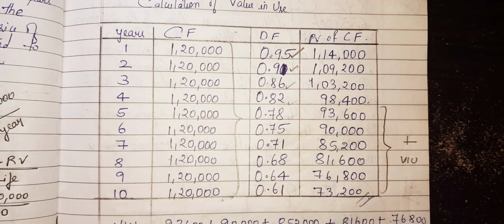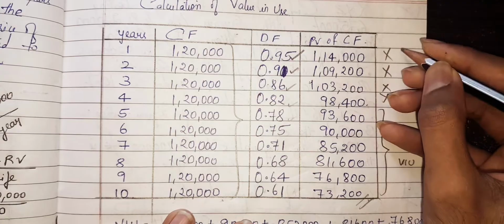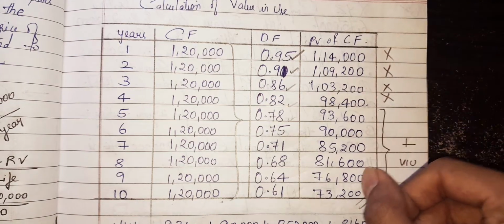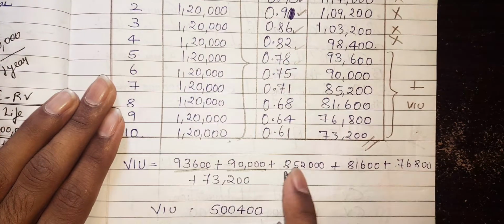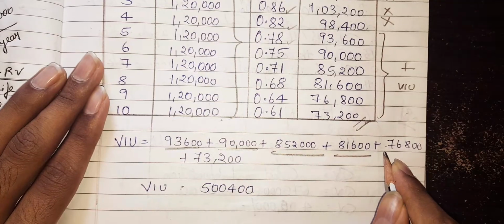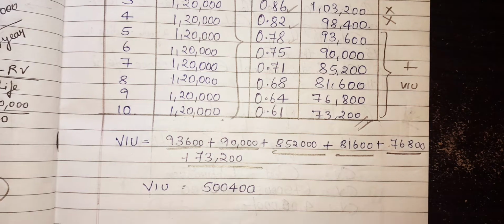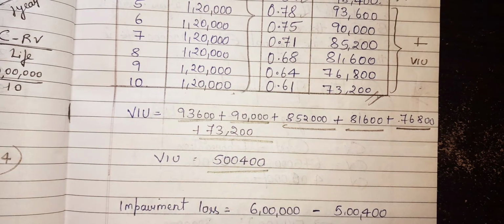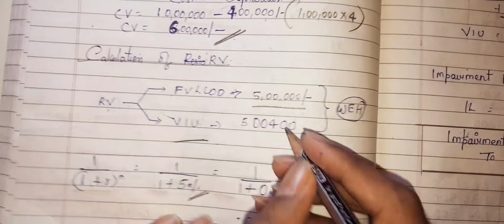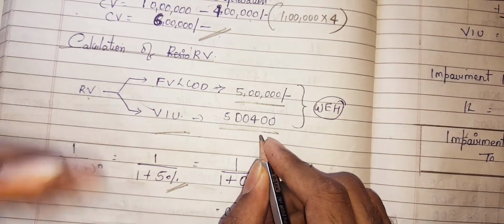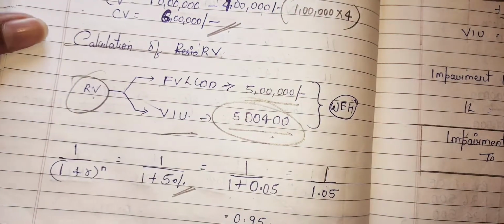Now we are testing the asset for impairment loss after 4 years, so don't consider the 4 years' amount. Take the remaining 6 years' amounts and add them. That is 93,600 plus 90,000 plus 85,200 plus 81,600 plus 76,800 plus 73,200. If you add all of these, you get 5,04,000 rupees. This 5,04,000 rupees is the value in use. Between 5 lakh and 5,04,000, whichever is higher is the recoverable value. 5,04,000 is higher, so it will be considered as the recoverable value.